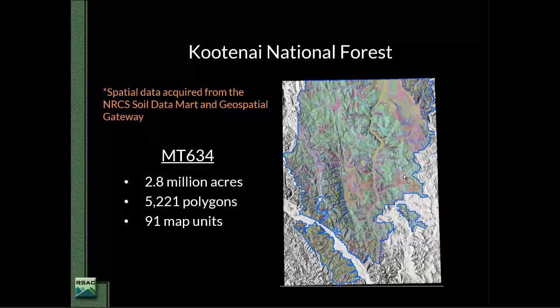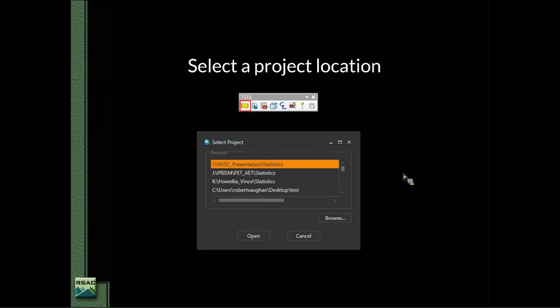Again, Montana 634, it's about 2.8 million acres. There's only 5,200 polygons, so it's not a very intense map. So this analysis is kind of broad in that sense too. It's also 91 map units across that whole survey area. And I'm going to work through this example just in a basic project form, how you might actually interact with the tool and conduct a similar analysis, so you'll be able to see kind of the workflow here.